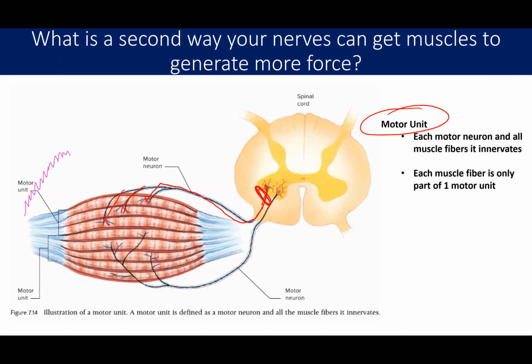Another key concept with motor units is that a muscle fiber is only innervated by, or only touching, one neuron. So you can see this muscle fiber is only listening to that neuron, whereas this one is only listening to the other. If you had a muscle fiber responsive to 2 different neurons, you'd get conflicting signals on when to contract or relax, and your movement wouldn't be very good.